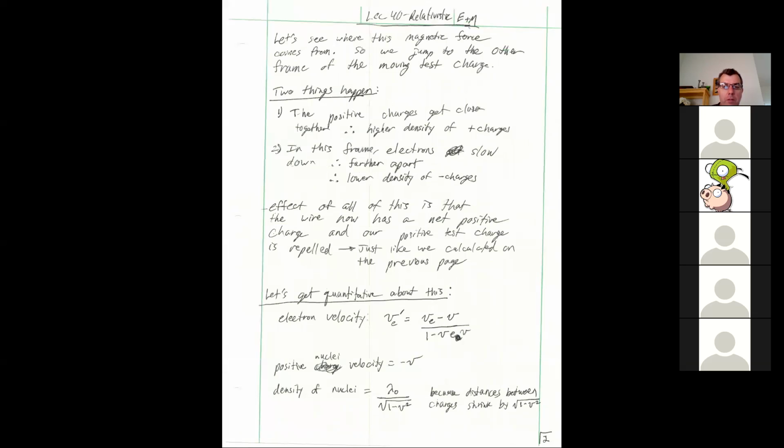All right, well, if we jump to the reference frame of the test charge, in its frame it's standing still. As far as it's concerned, it sees the positive charges start to speed up and move to the left. And when things speed up and move relative to you, they seem to shrink. So it thinks that the positive charges have gone closer together. So there's a high density of positive charges.